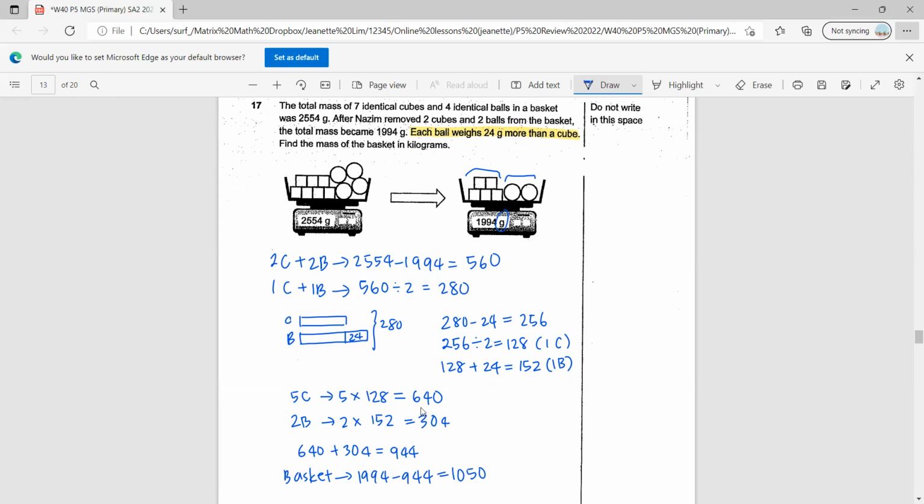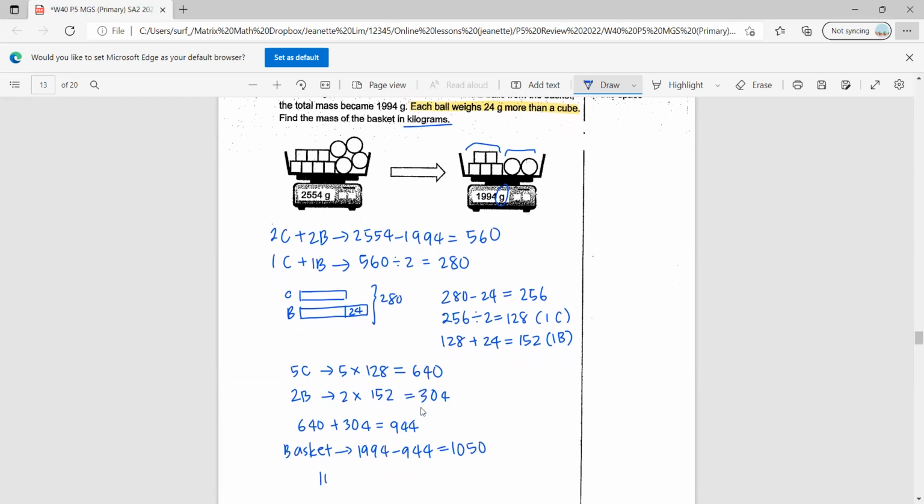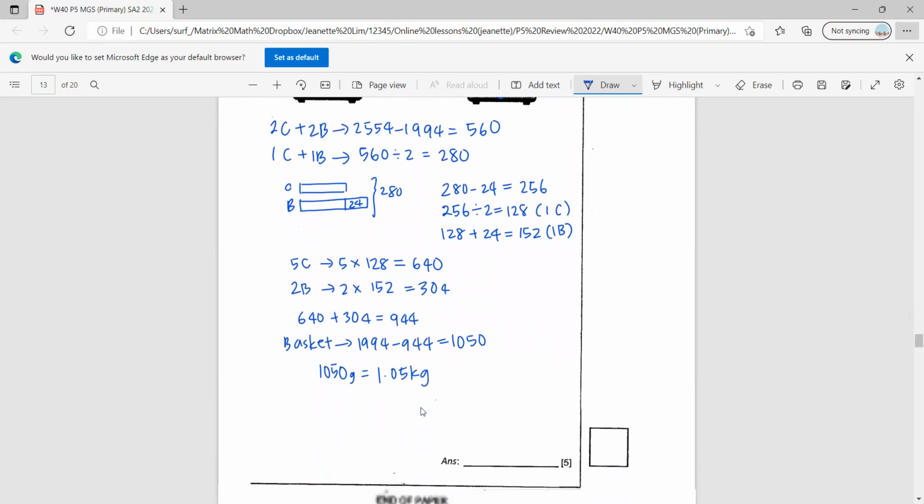Grams. So take note, find the mass of the basket in kilograms. So I need to convert. 1050 grams is 1.05 kilograms. Convert wrongly, you lose the answer mark. Okay, that's for 17.